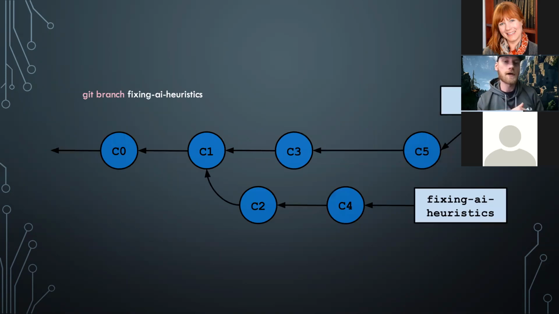When you do git branch, you can specify the branch name. So here I'm doing git branch fixing AI heuristics. If I did git branch from, say, when the master was only at C1, I make a commit onto my branch, which creates C2, and then I do a commit onto my branch again, which creates C4. And then in parallel, someone else could still be making commits onto master, so they get C3 and then C5. At this point, there are two different timelines with two different, I guess you would say, realities.